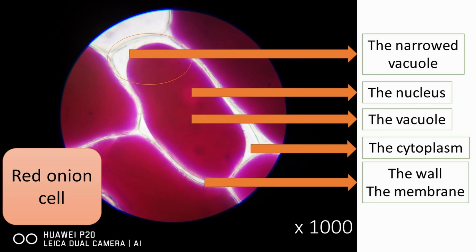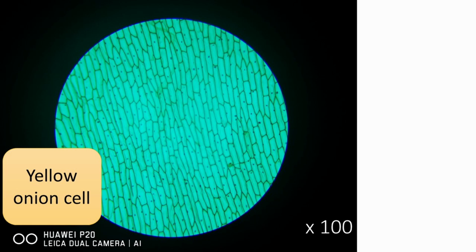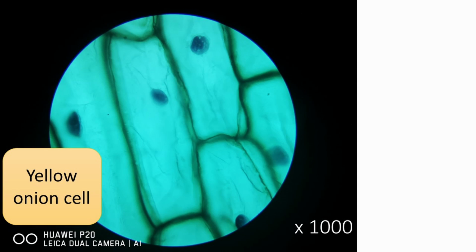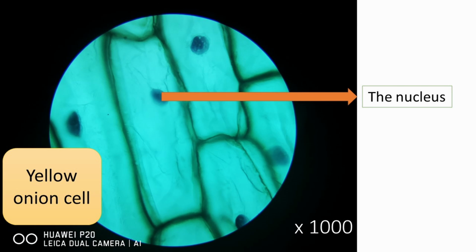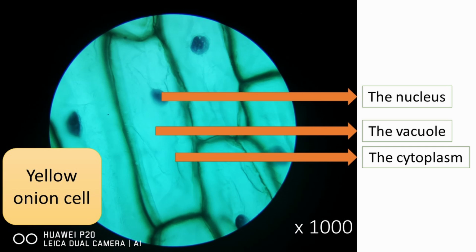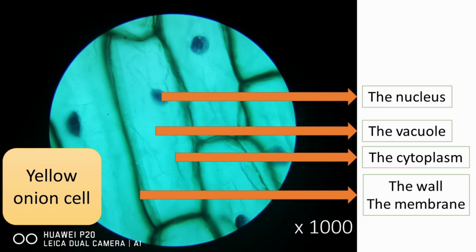The cytoplasm is a bag enclosed by the membrane and the wall. I also have the onion specimen, which was colored by the blue dye. We also see the nucleus, the vacuole, the cytoplasm, and the plasma membrane, which was fused with the wall.